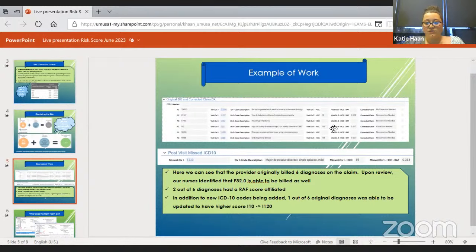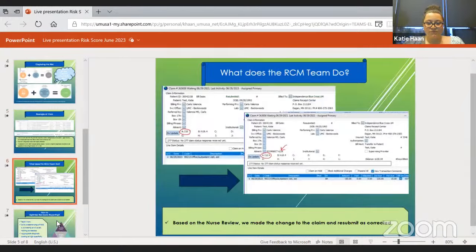So just by looking at this one patient, we were able to make a significant change in the documentation on these patients' issues. So what does my team do? Like I said, after the nurse team goes in and actually audits this and looks at the diagnoses, we submit a corrected claim to the insurance.